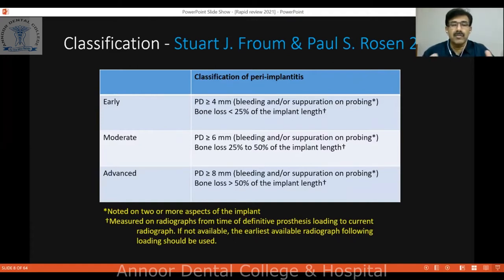Suppose you have an implant length of 10 millimeters. Now, 2.5 mm of that implant has lost bone in the early stage. When it is moderate, the probing depth increases to about 6 millimeters, along with the same features, and the bone loss has gone from 25 to 50%. And in advanced, you have a probing depth of more than 8 millimeters with more than 50% of the implant lost by means of bone. Bone that is lost in relation to the implant. So that is how you subclassify a periodontitis lesion.